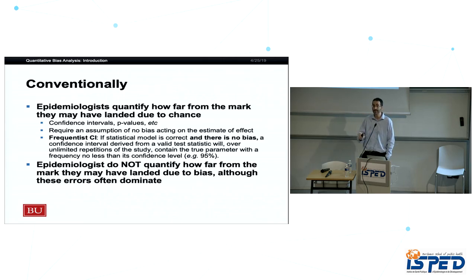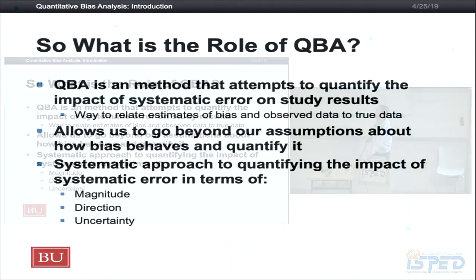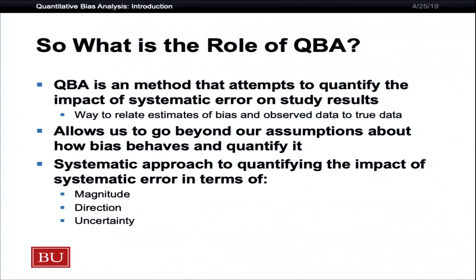Now, I will make very clear, I'm still a big proponent of confidence intervals despite their problems, but they are limited. So we do that. We quantify how far from the mark we are due to the random error. We never quantify how far from the mark we are due to systematic error, despite the fact that we have ways to do it. And that's where quantitative bias analysis comes in.